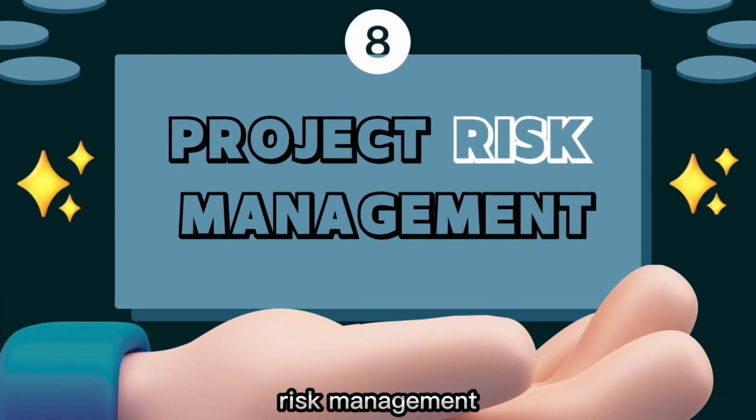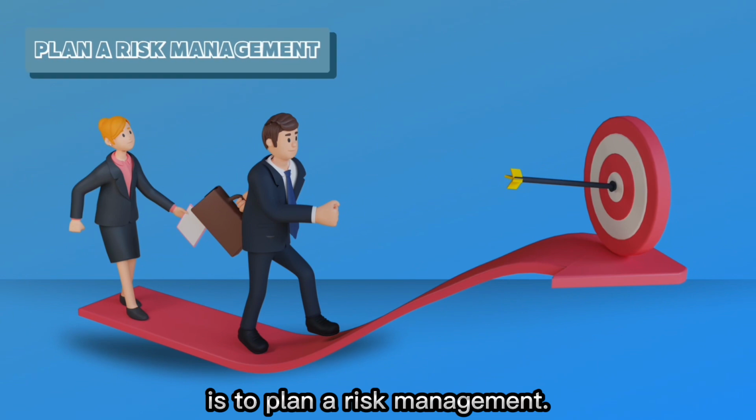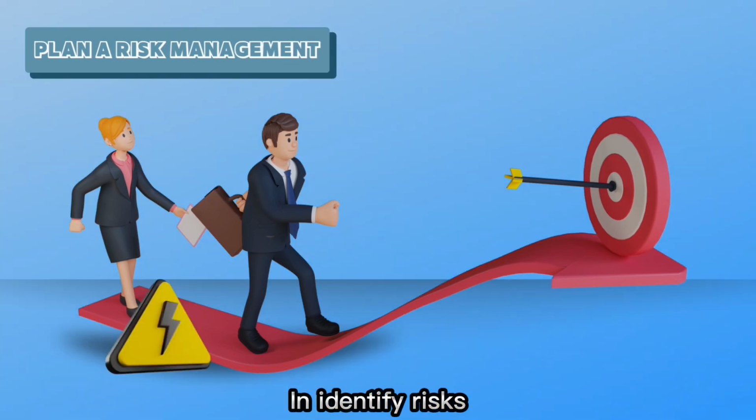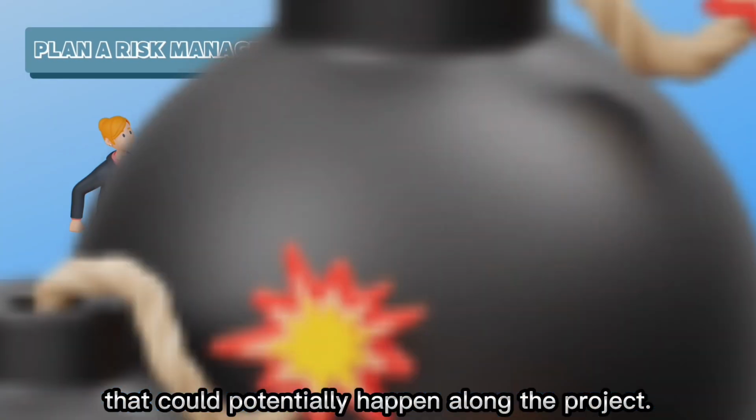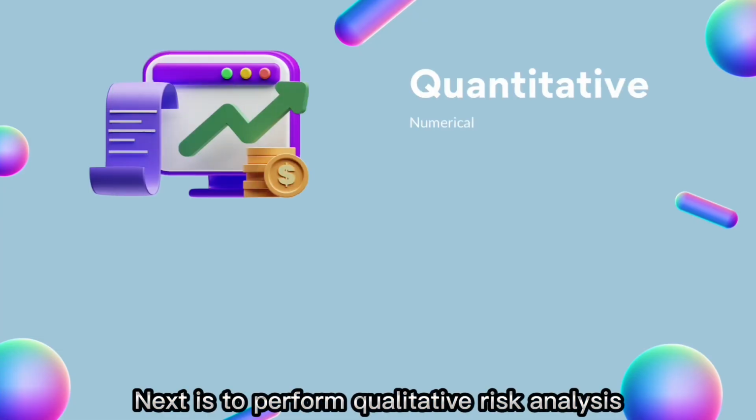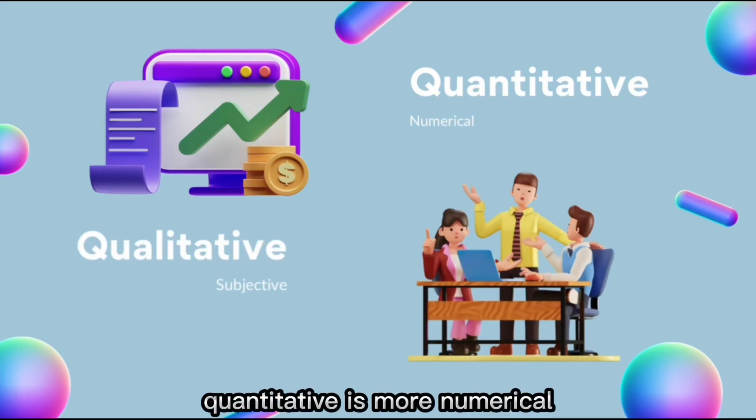Move to project risk management. The first process is to plan risk management. In identify risks, all we do is to create a list of risks that could potentially happen along the project. Next is to perform qualitative risk analysis. Quantitative is more numerical, qualitative is more subjective.